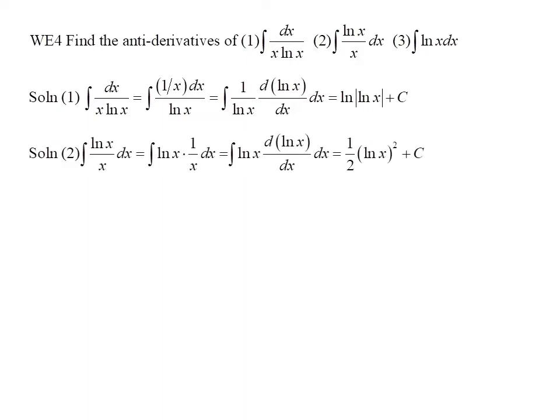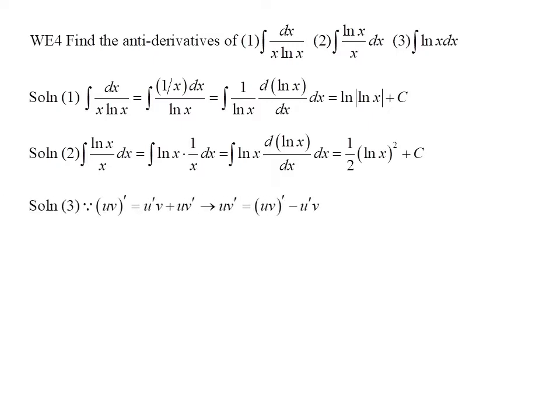As for the second antiderivative, it can be written as the integral of ln of x times 1 over x dx, which equals the integral of ln of x d(ln of x), which equals 1/2 of the square of ln of x plus c.